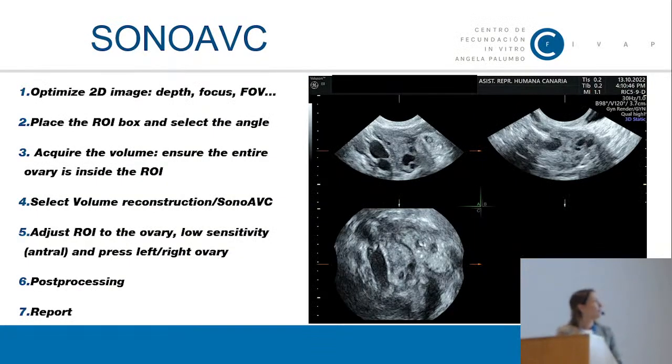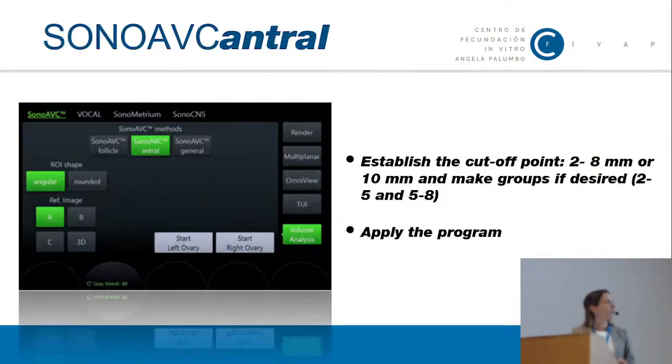As we have said, SonoAVC is a specialized software that automatically measures the hypoechoic structures in the ovarian volume. These are the steps to apply it, and we are going to look at it in depth now. We have two variants of SonoAVC, the SonoAVC antral and the SonoAVC follicle. The SonoAVC antral is a specialized program to study antral follicles. It allows us to establish the cutoff point for an antral follicle between 2 and 8 or 2 and 10 millimeters, and we can also make groups in that range.